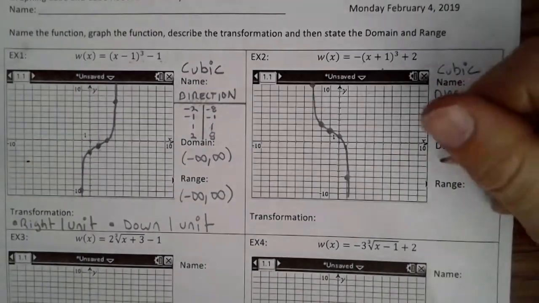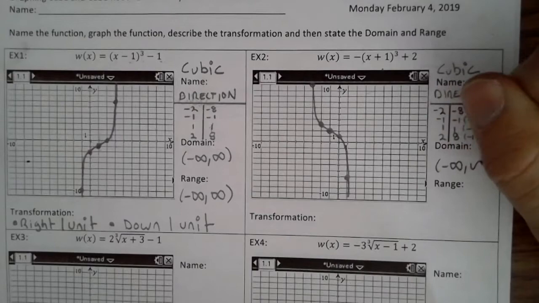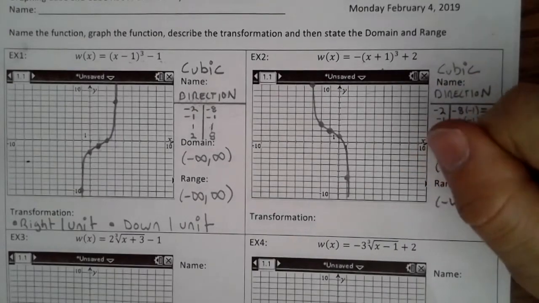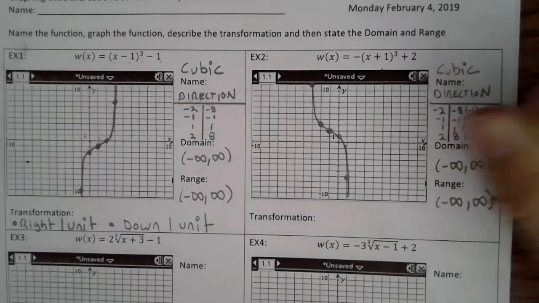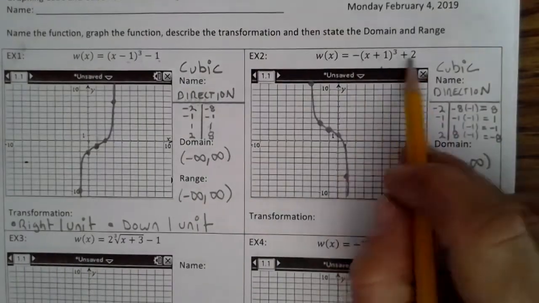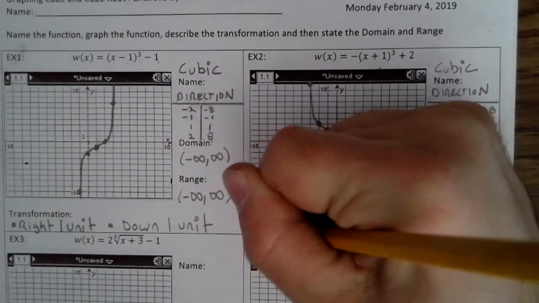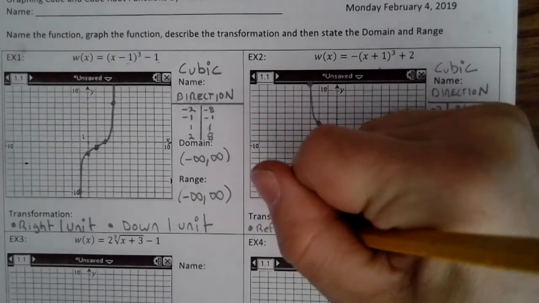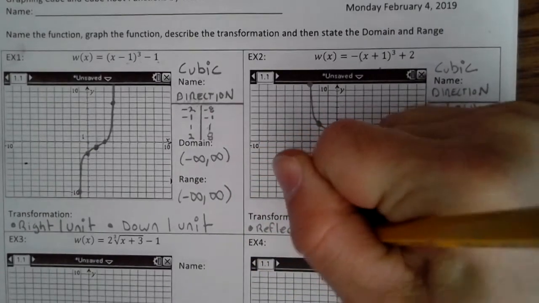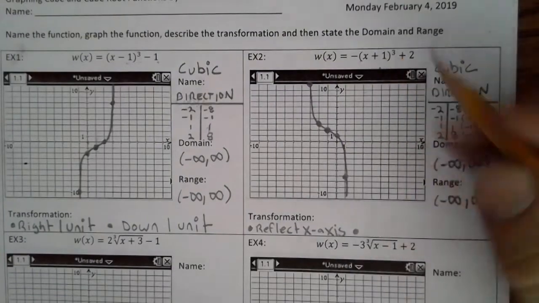Okay, domain and range, again, real simple, -infinity to +infinity. And transformations, again, starting from left to right. So the first one is reflect over the x-axis. Next one is left 1 unit.